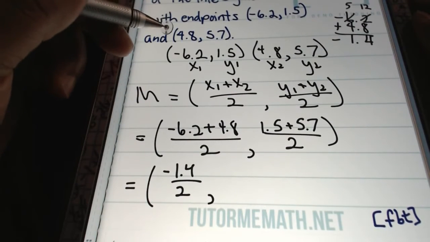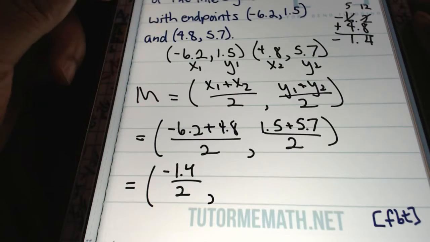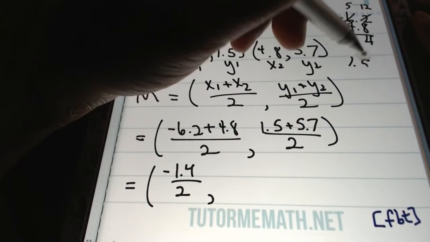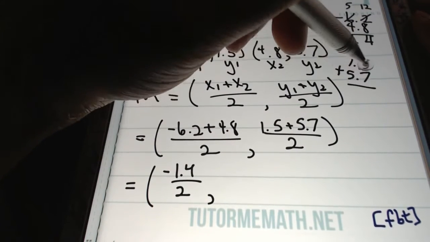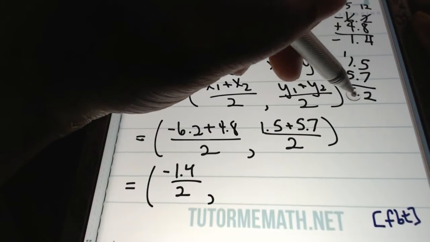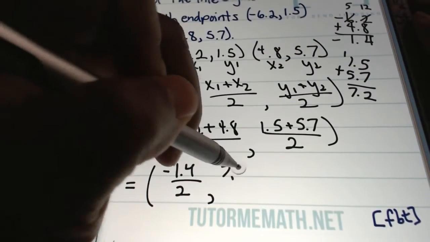Then as we move on, we have 1 and 5/10 plus 5 and 7/10. Let's just play it on the safe side since my brain is malfunctioning today. We'll end up with 7 and 2/10 divided by 2.